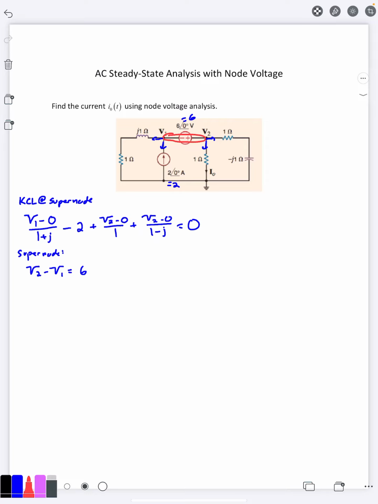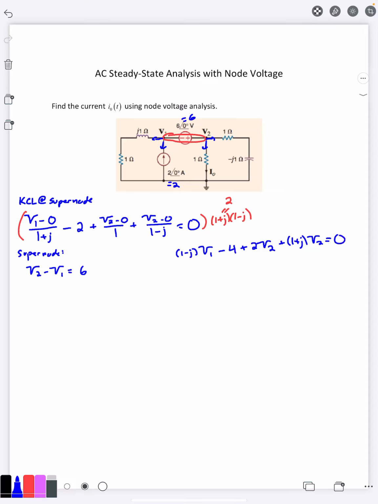So what I'm going to do is take the first equation and multiply by the LCD, 1 plus J, 1 minus J, to clear out all my fractions. On the first one, the 1 plus J cancels out, and we're left with 1 minus J V1 minus, and that's going to be 2 times that product, but you can actually just work out 1 plus J times 1 minus J is in fact going to be just 2. So 2 times 2 gives me a 4 there, plus 2 V2, and then the last term, the 1 minus J cancels, 1 plus J V2 equal to 0.